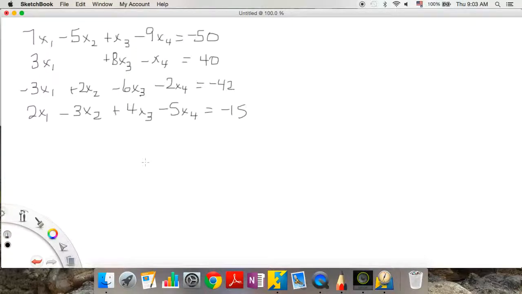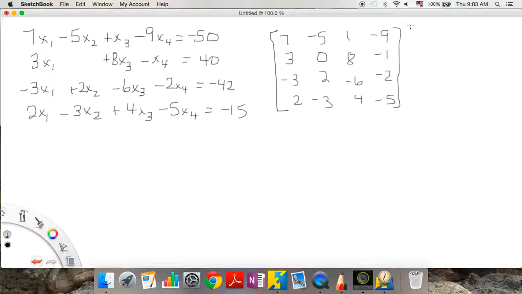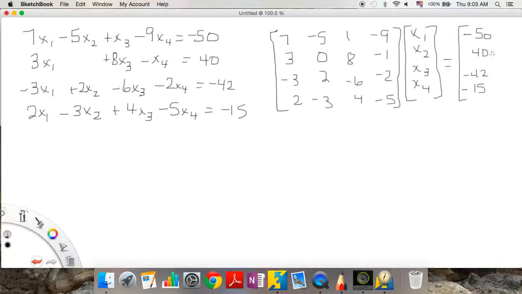Well, with systems of equations, we have matrices that are multiplied together. Remember, this is just, put our coefficient matrix up. We've got 7, 3, negative 3, 2, negative 5, 0, 2, negative 3, 1, 8, negative 6, 4, negative 9, negative 1, negative 2, negative 5. And then that's times our variable matrix. And that equals our answers. So we have an equation here that's with matrix multiplication.